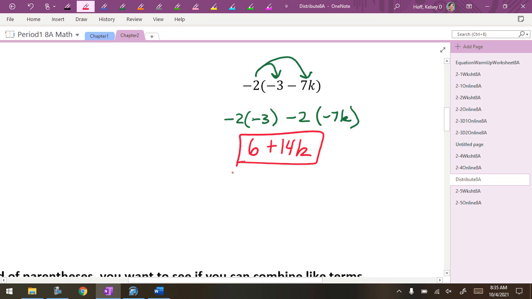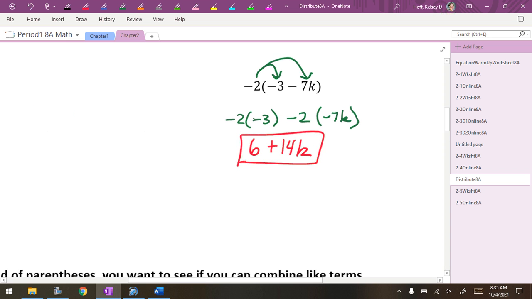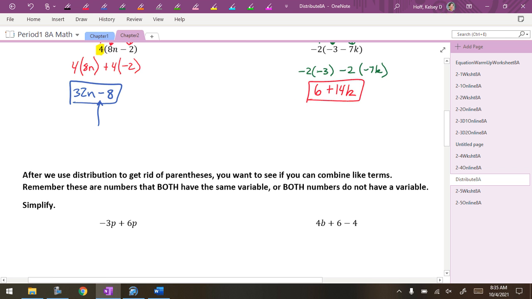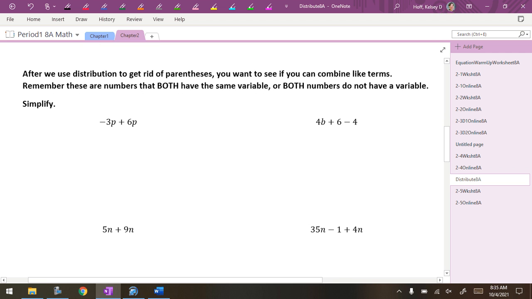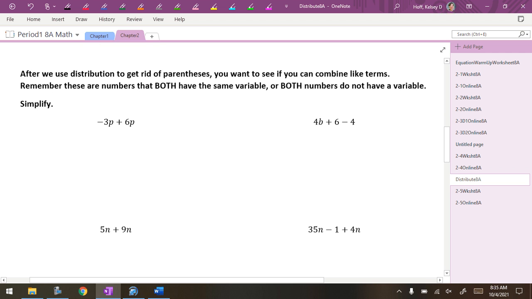Now, the second part of what we're doing today is combining like terms. So after you distribute to get rid of parentheses, you want to combine like terms. Remember, these are numbers that both have the same variable or both do not have a variable. So when the directions just say to simplify, they want us to put together things that are alike. If they both have a Q, we can put them together. If they both have a P, we can put them together.